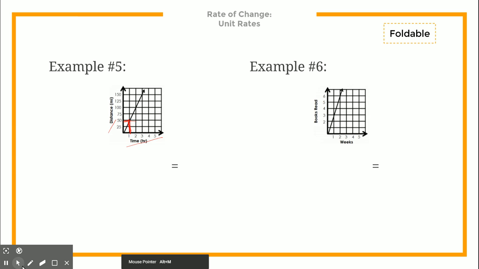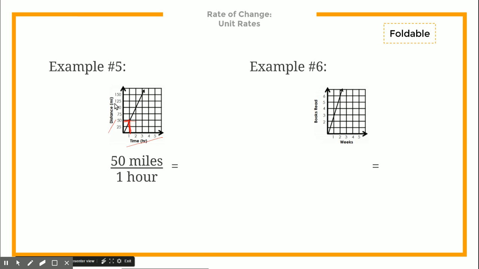Okay, and that's really helpful because when we make our ratio, what we can see is that that is telling me that that's 50 miles per 1 hour. And then if we were to follow that up, we can see that it goes and it becomes 100 miles per 2 hours, okay, or 150 miles per 3 hours. So it increases at a constant rate.